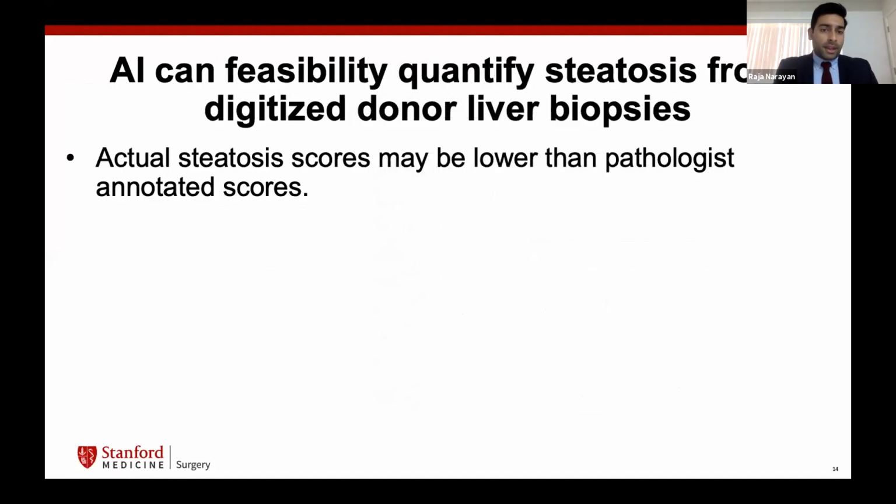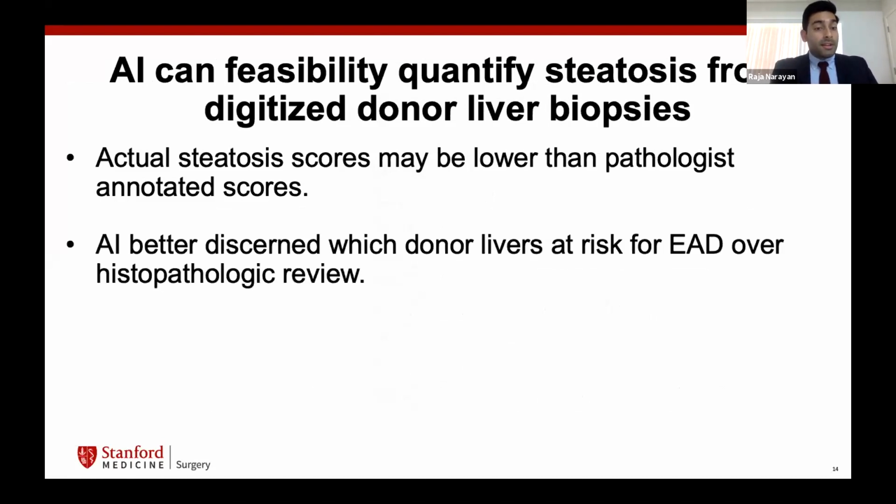So overall, we found that the actual steatosis scores may be lower than what pathologists have been annotating. And this study suggests that the AI platforms may be able to better discern which donor livers on biopsy are at greater risk for EAD relative to the pathologist review.